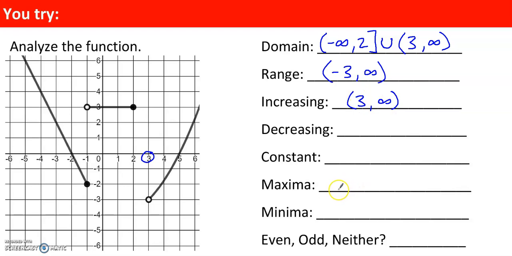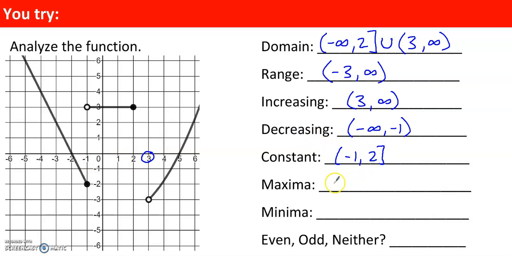Where are we decreasing? It's this part. The x values for that part are from -infinity to -1. And we are constant on an interval. This part. On this part of the graph, the y values aren't changing at all as x increases. So that's from -1 to 2, not including -1 and including 2.